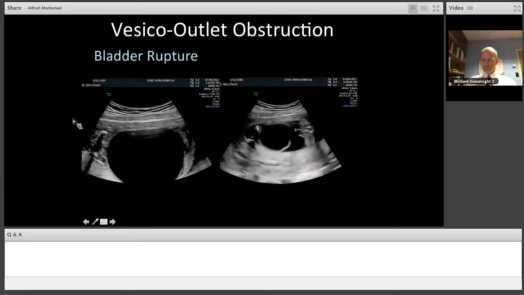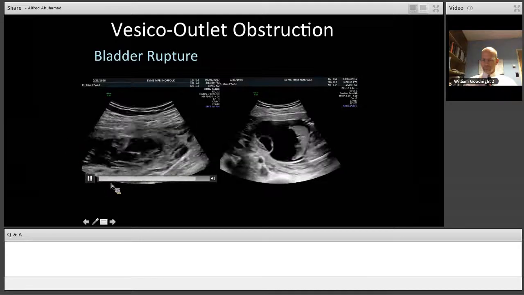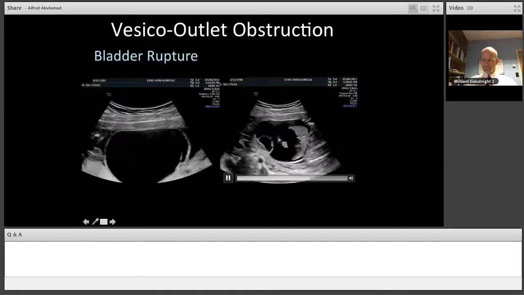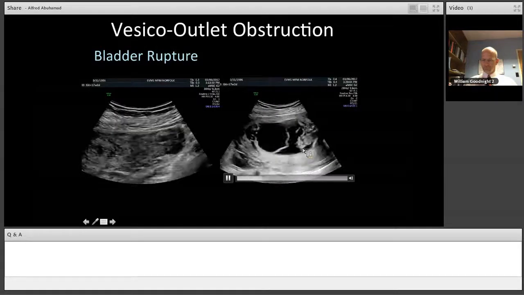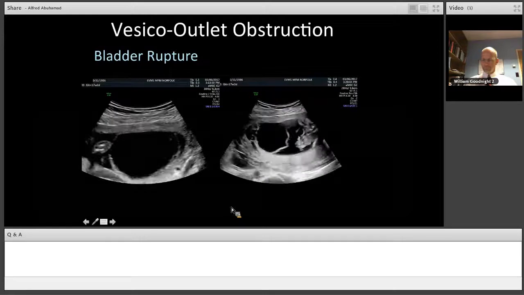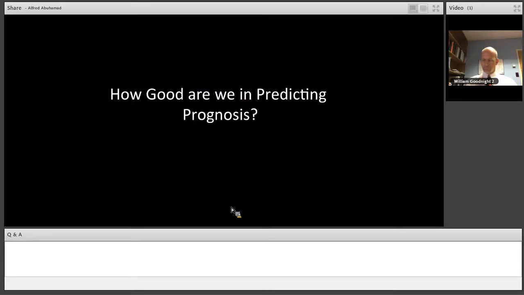And you see the ultrasound is really massively dilated. Jennifer was scanning her. And then during the ultrasound, you see the bladder ruptured. And now the fetus had ascites right during the ultrasound, just several minutes after that. So this could happen. It's uncommon, but could happen. Keep that in mind.